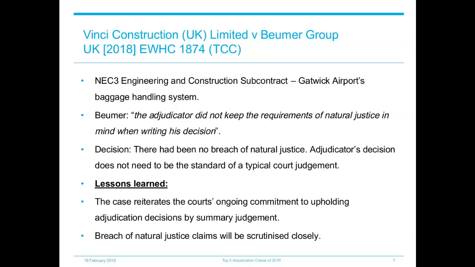After payment was not made by Beumer, Vinci commenced enforcement proceedings and applied for summary judgment. Beumer challenged the enforcement, arguing that the adjudicator did not keep the requirements of natural justice in mind when writing his decision. They argued that, firstly, the adjudicator's decision included findings that were not consistent with findings from the previous adjudications. Secondly, the adjudicator did not give adequate reasons. And thirdly, the adjudicator had failed to order Vinci to disclose material from a previous adjudication between Vinci and another party, which Beumer wished to use to aid their position.